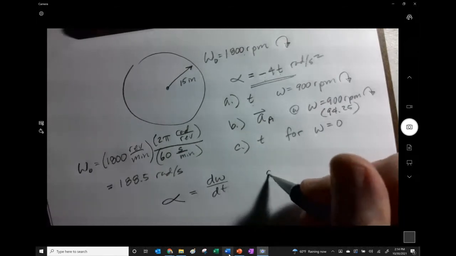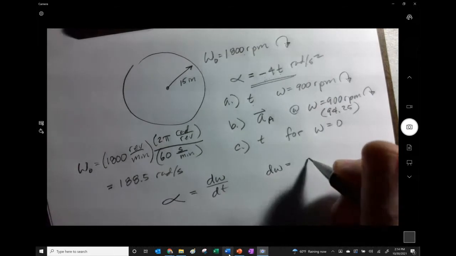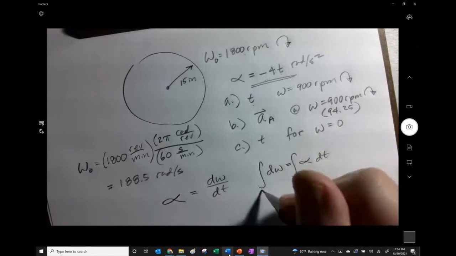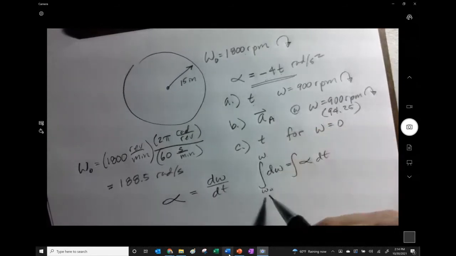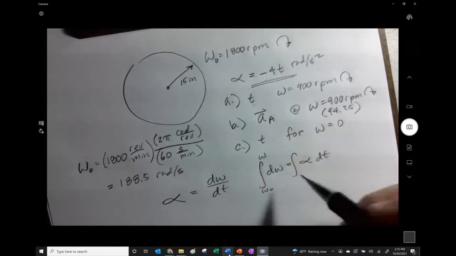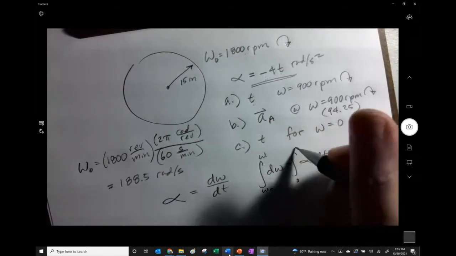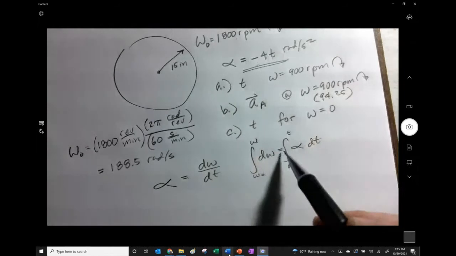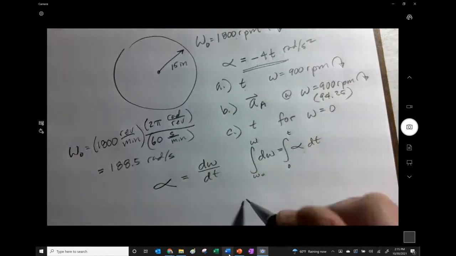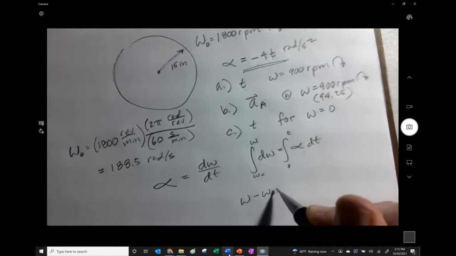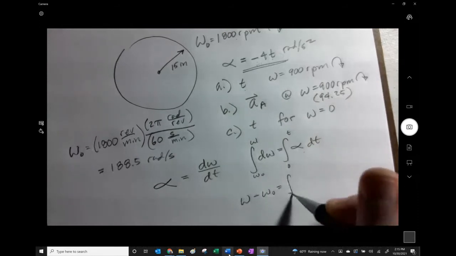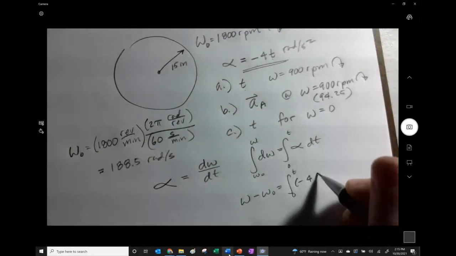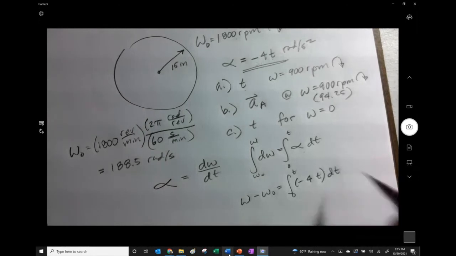So we'll say d omega is going to be equal to alpha dt, and we can integrate these from our initial velocity to whatever one we want to find, and we're going to start at time 0 and go to time t right there. So plugging this in, we end up with omega minus omega naught, integrating that, is going to be the integral from 0 to t of negative 4t dt.